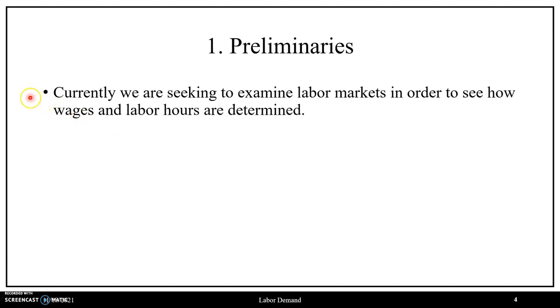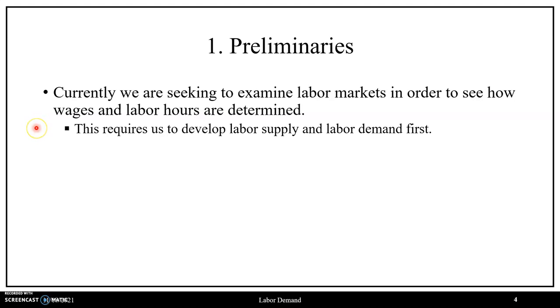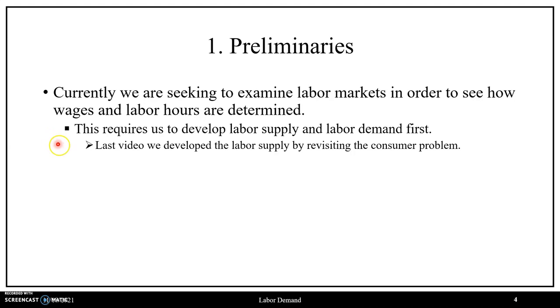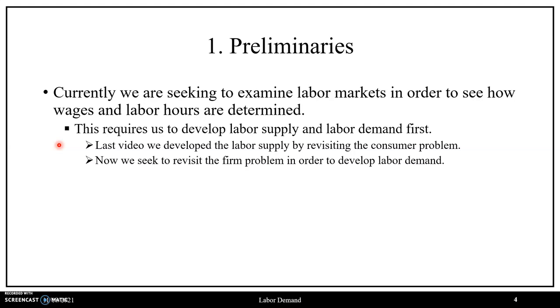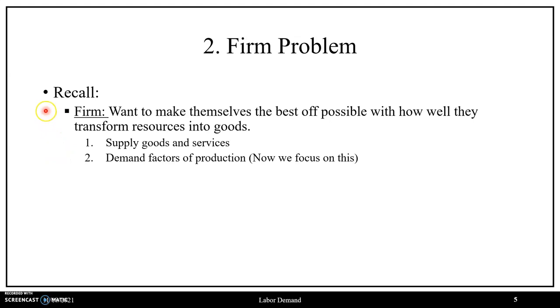Overall, currently, we are seeking to examine labor markets in order to see how wages and labor hours are determined, where this requires us to develop our twin forces of labor supply and labor demand. Thus far we have revisited the consumer problem in order to develop labor supply. Now we seek to look at our second component, labor demand, in which we need to revisit our firm problem first. That will then allow us to put the two together to see how wages and labor hours are determined in our labor markets. So with that in mind, let us now recall our setup for firms.